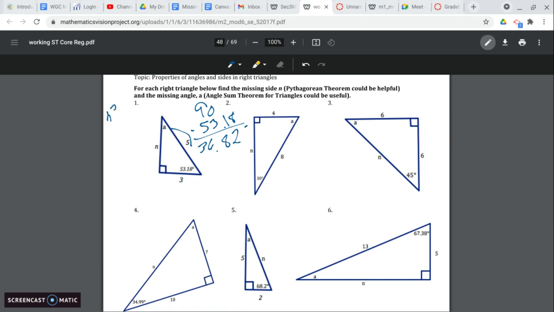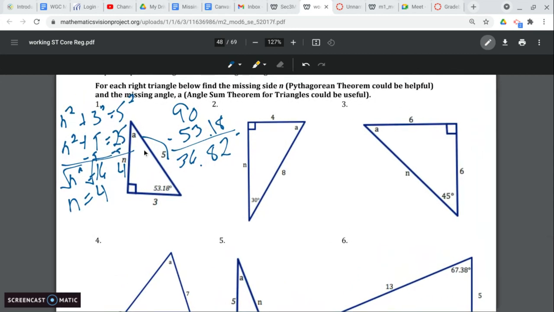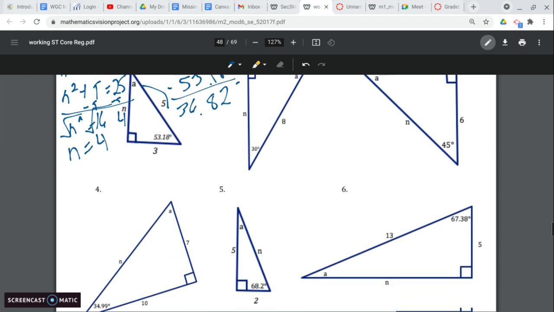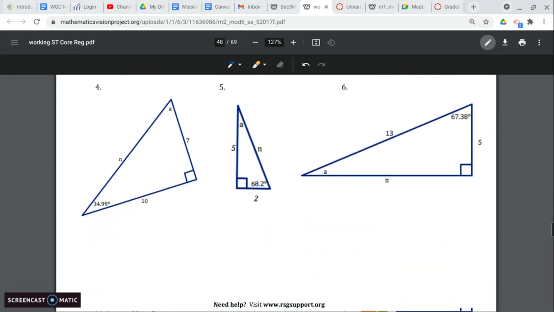Now, for the side of the triangle, remember Pythagorean theorem, a squared plus b squared equals c squared. So we have n squared plus 3 squared equals 5 squared, n squared plus 9 equals 25. We subtract the 9, n squared equals 16. We take the square root, so n equals 4. So the side here is 4. So you're finding both the angle and the side, so you need to have two answers for every single one of these.